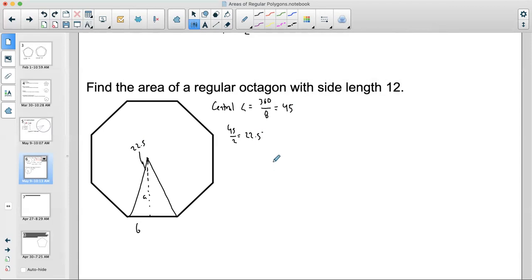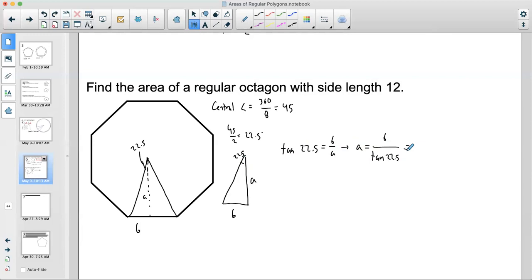You don't always have to redraw this triangle, but it's fine to do it if it makes you feel better, if it helps you do the tangent ratio. This bottom here is 6 because it's half of 12. This side here is A, and this angle here is 22.5. And so I'm going to do a tangent like I've done every time. The tangent of 22.5 is 6 over A, which means A is 6 divided by the tangent of 22.5.